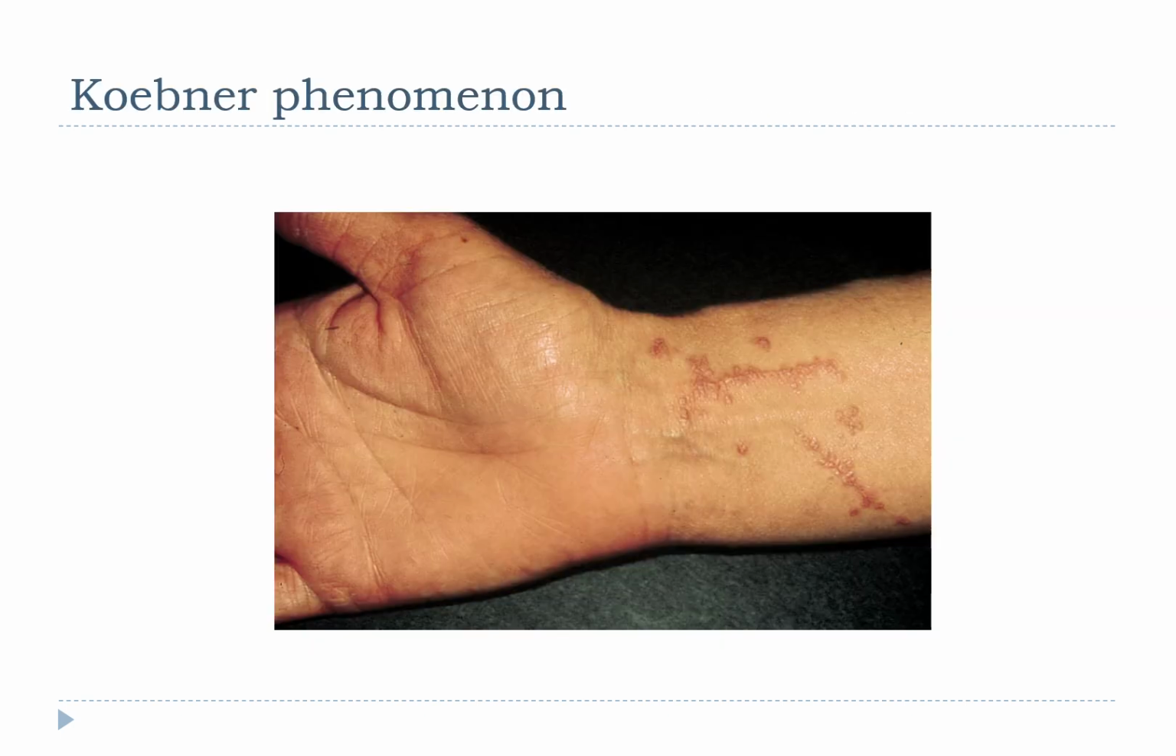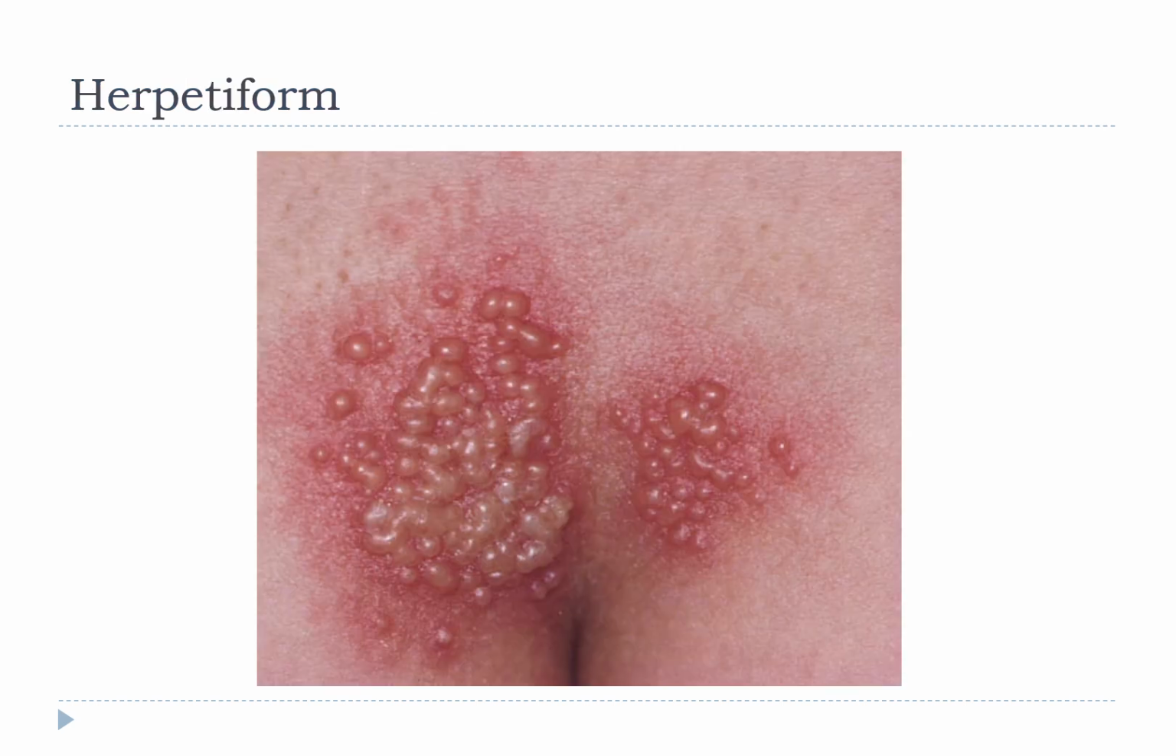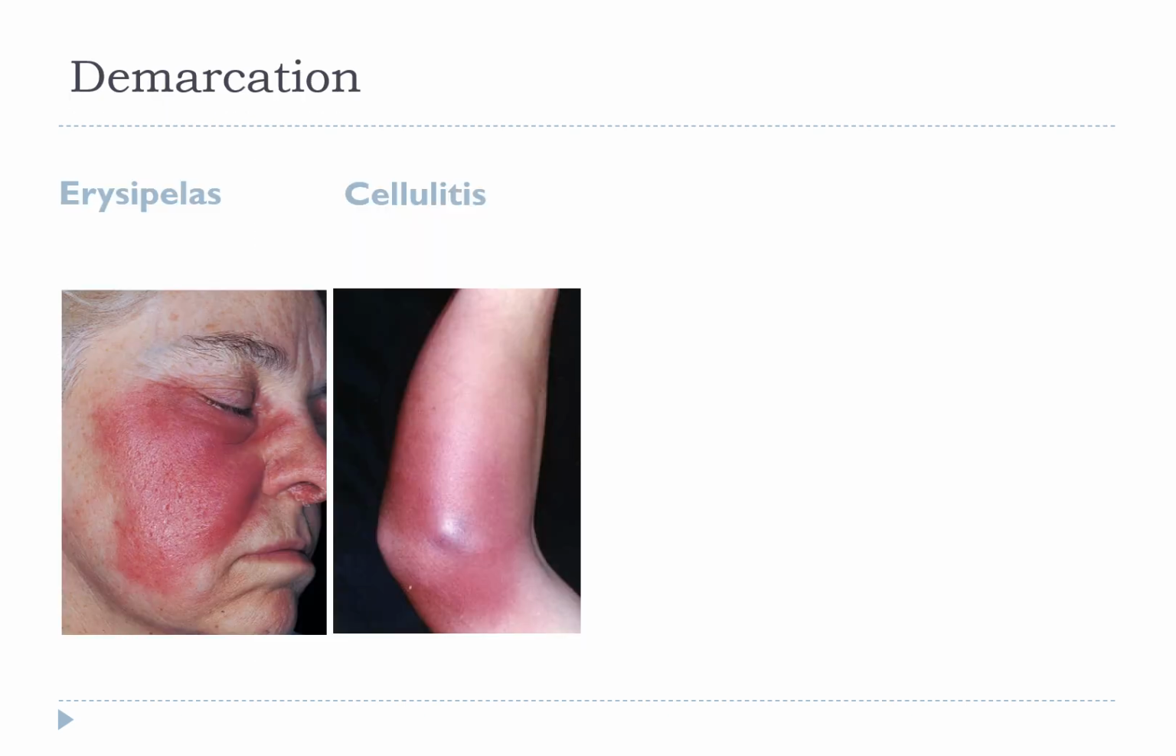The Koebner phenomenon is the reproduction of skin lesions in certain diseases at sites of trauma or injury. An example is lichen planus. New lesions appear at the site of scratching. Herpetiform lesions are grouped as with herpes simplex infections.